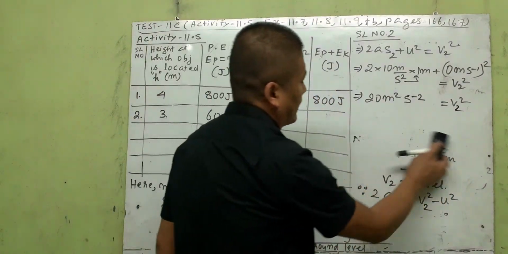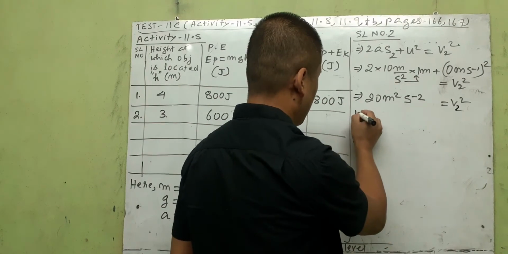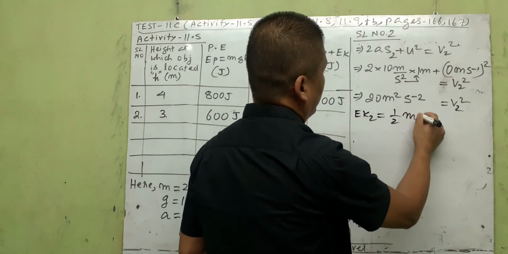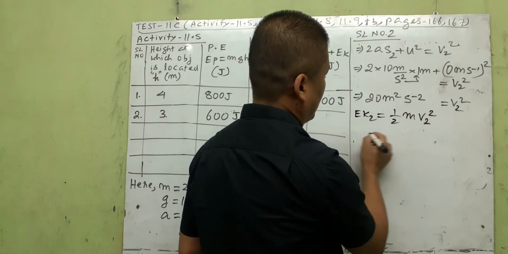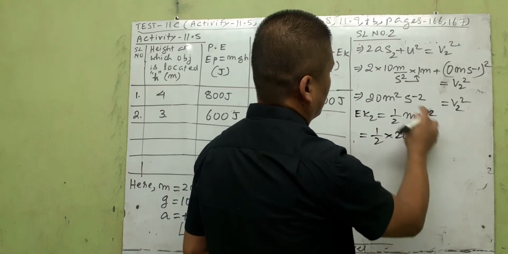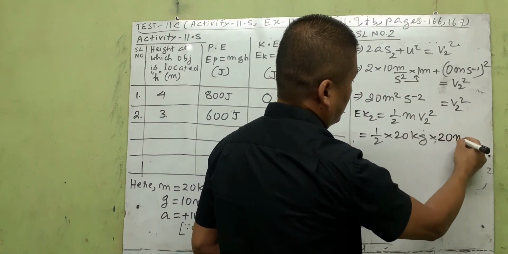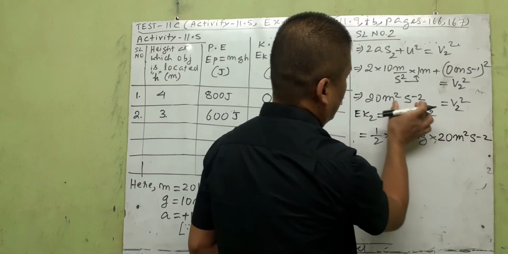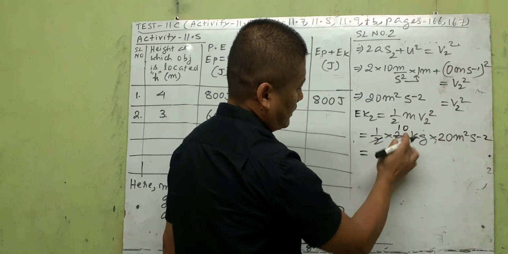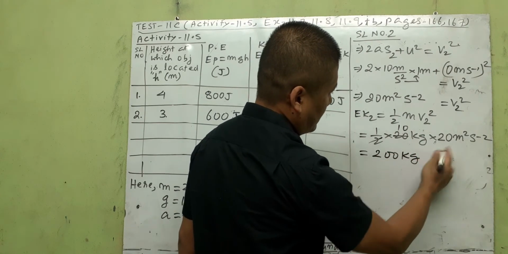So let us now find the kinetic energy in the second case. It's quite easy, I think. So EK2 will be half mv2 square this time, because second case. Half into m is 20 kg into v2 square here. Just now we got it, V2 square is 20 meter square per second square. Same thing. Then 2 tens are 20, so you're going to get here 2 into 10, 200 kg.